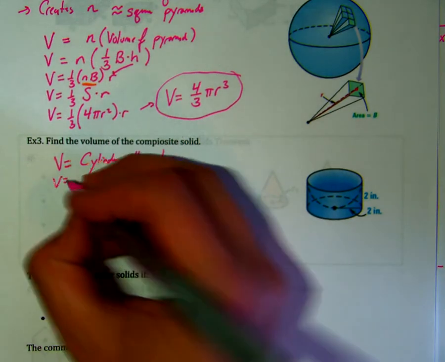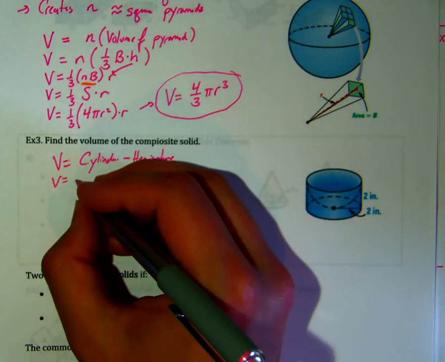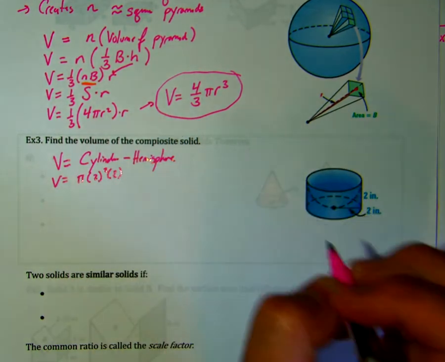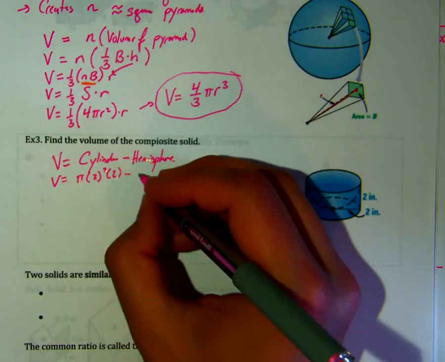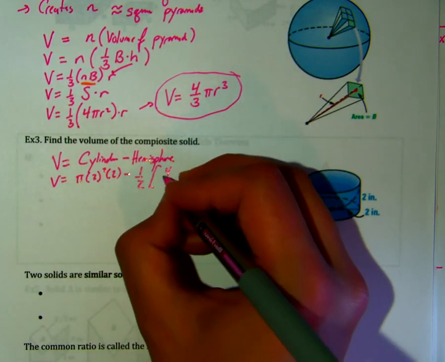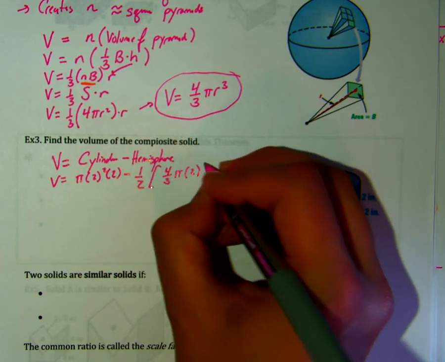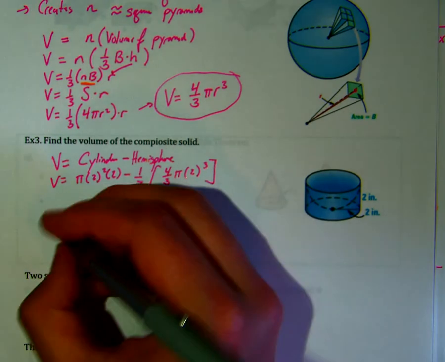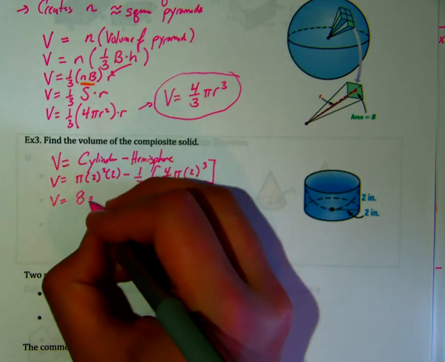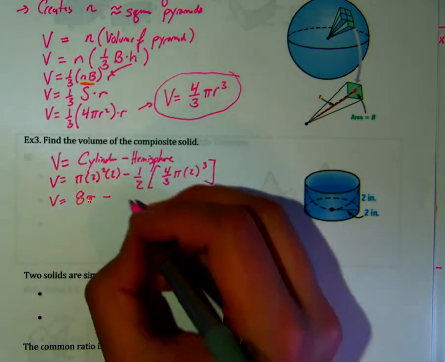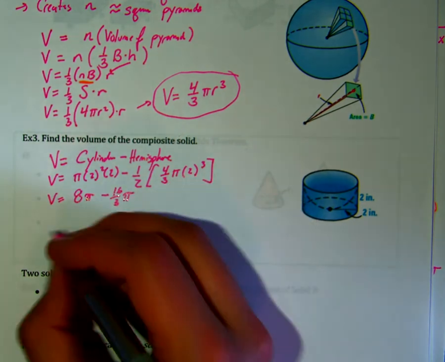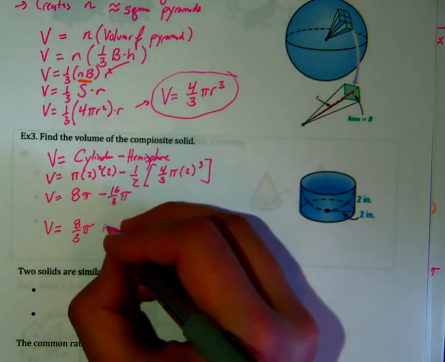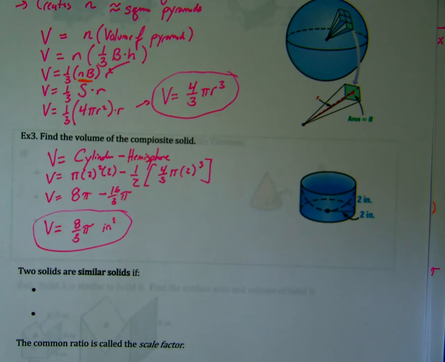And so the cylinder is the area of the base, which is pi r squared, times the height, which is 2, minus the hemisphere, which is half of 4/3 pi r cubed. Okay, so the hemisphere is just half of the volume of a sphere. So my volume here, this is 8 pi, and this is 16/3 pi. So the volume here ends up being positive 8/3 pi cubic inches. Okay.